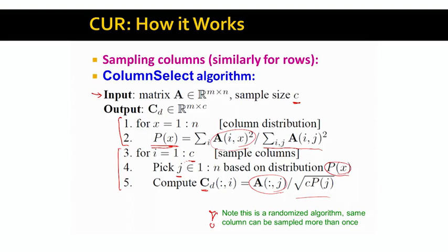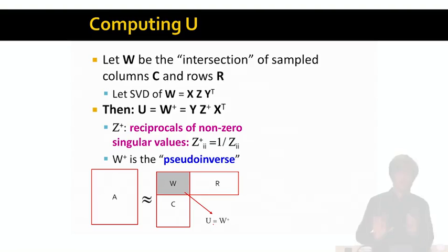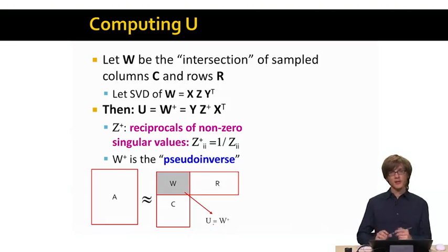The algorithm very nicely generalizes to rows. Everything is the same. We compute the length of every row, create a probability distribution over the lengths, and pick the row proportional to its length and put it into our matrix R. We do this, in this case, little r times, and we are done. So now that we have C and R created, the question is how do we compute matrix U?